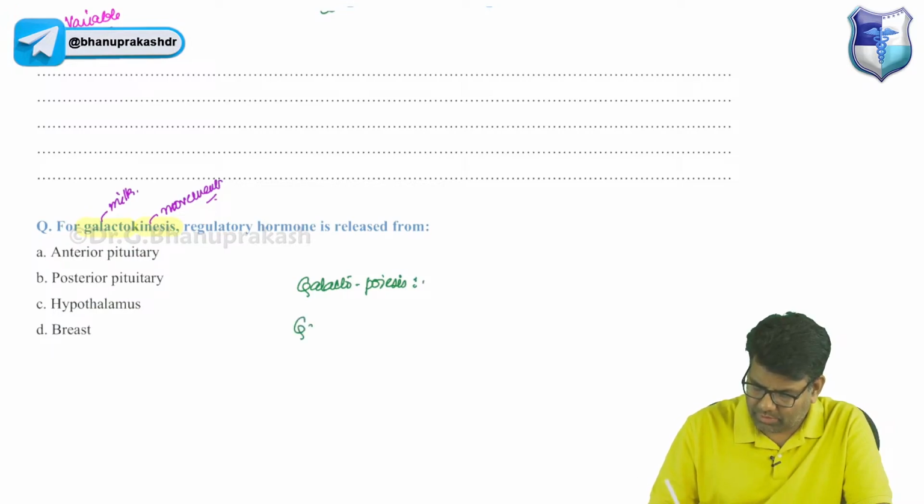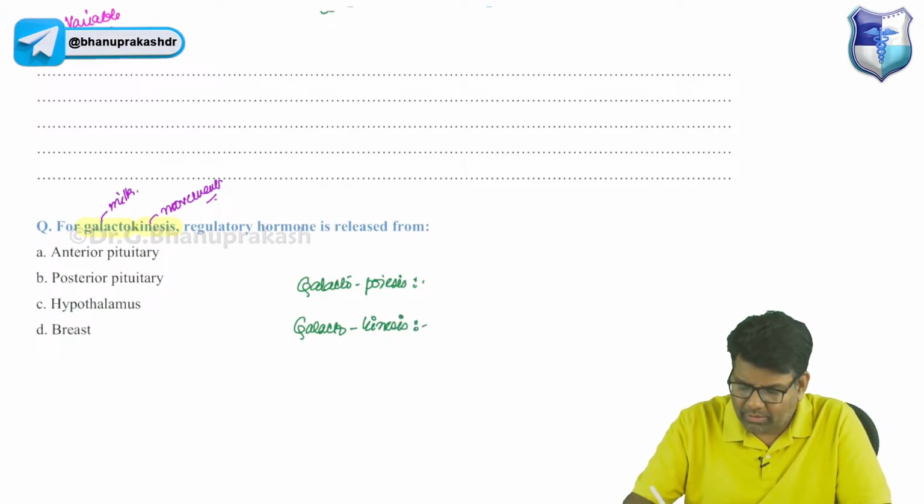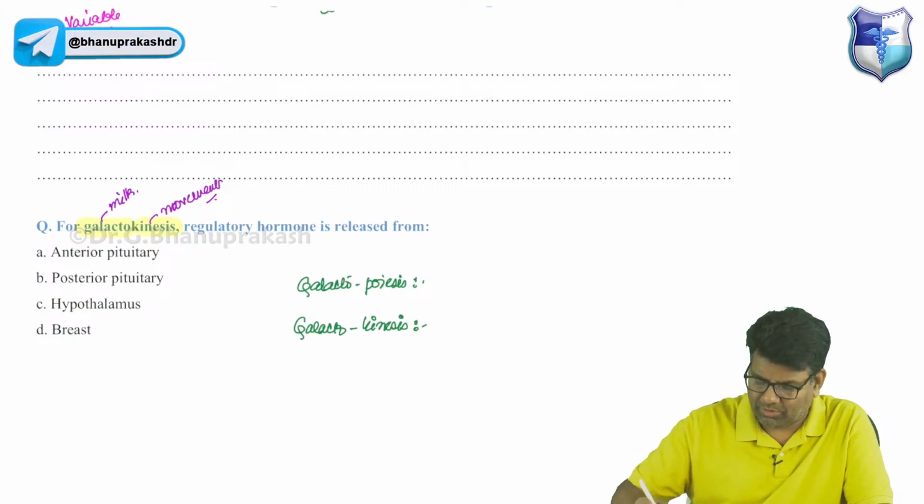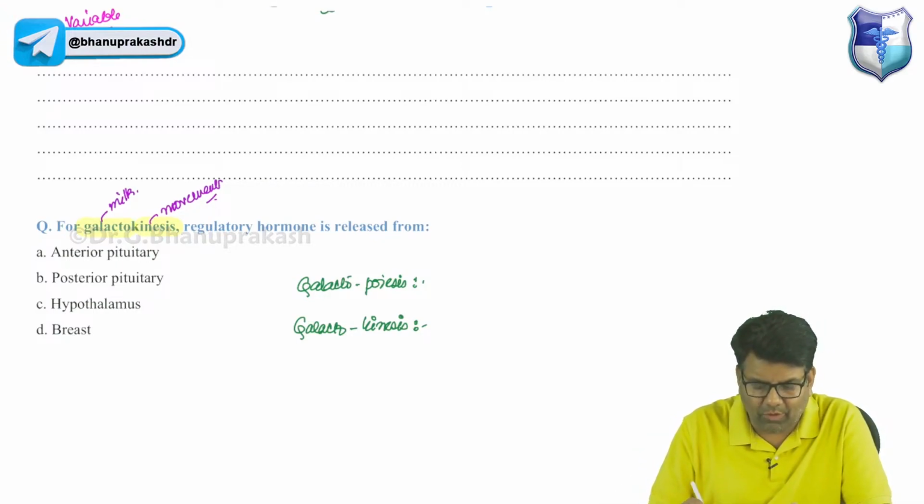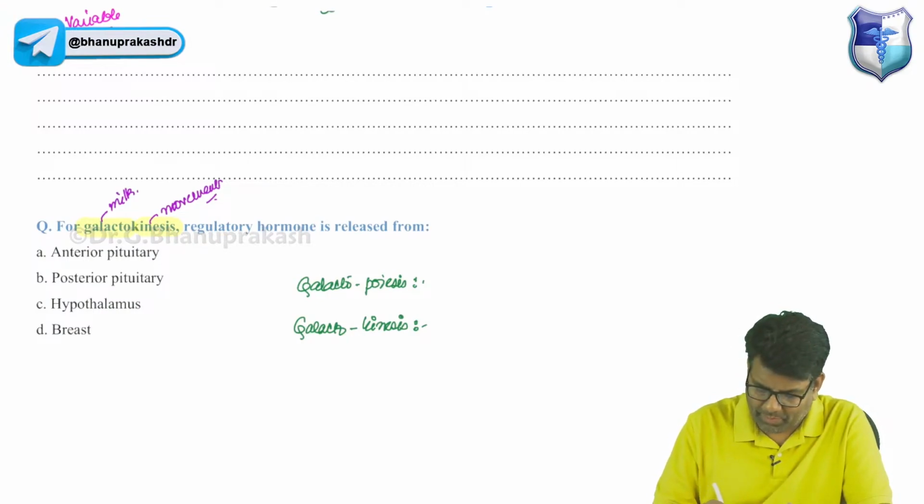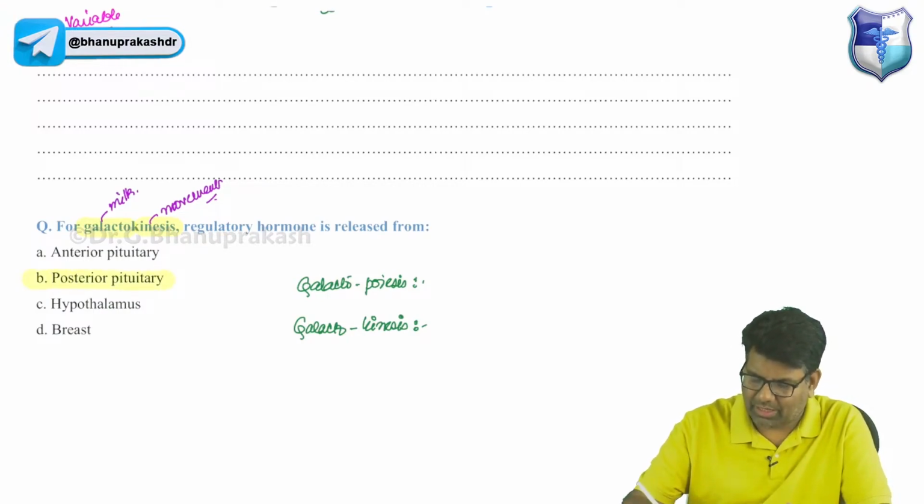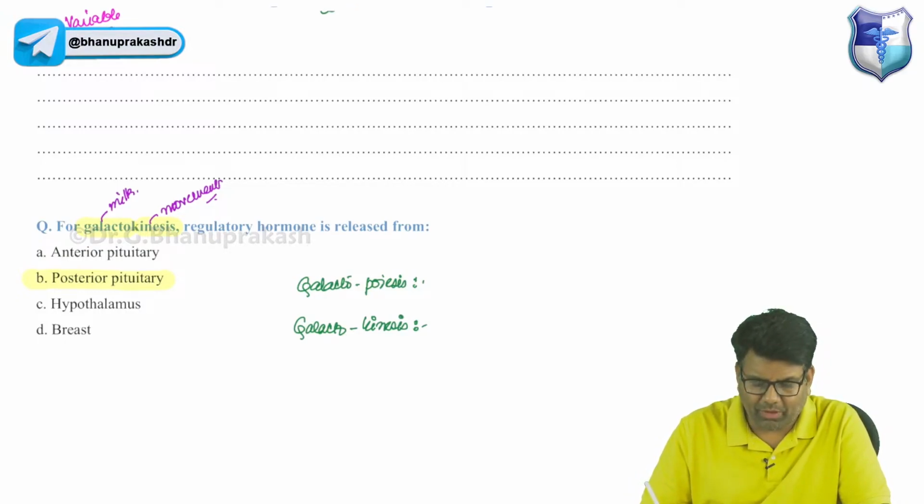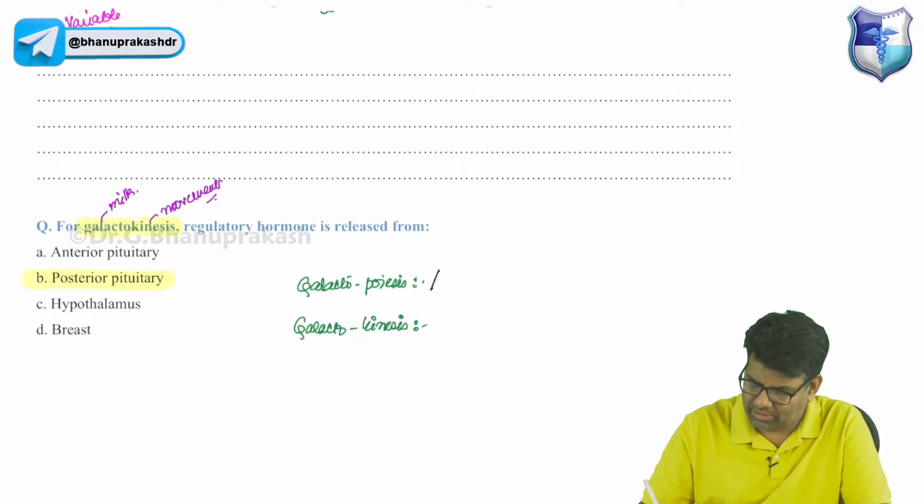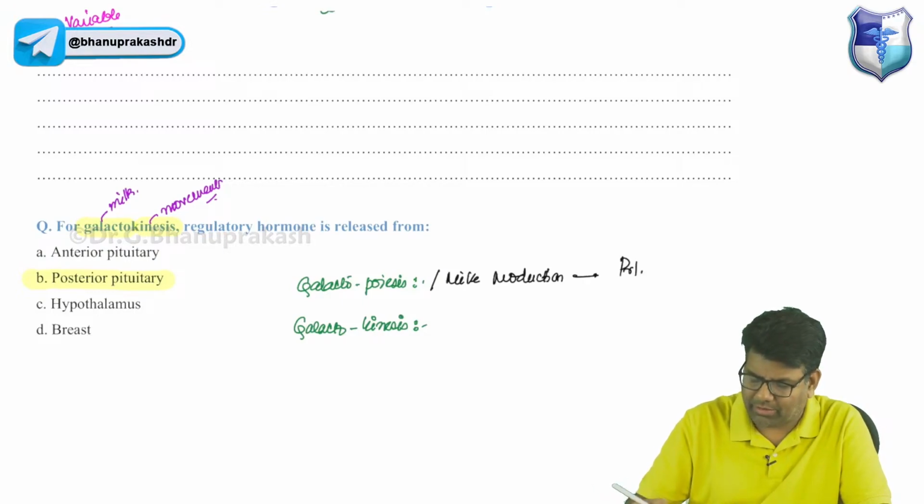There are two terms, galactokinesis and galactopoiesis. Everyone is correct. So this is oxytocin, and this is released from the posterior pituitary. Answer is right. So if I use the word galactopoiesis, galactopoiesis is milk production. This is under prolactin.